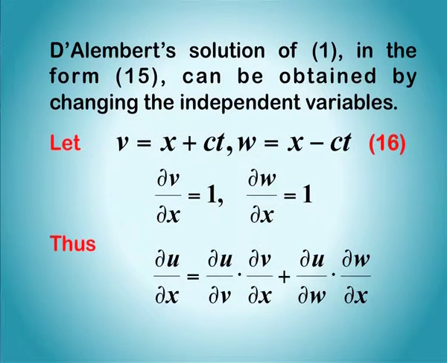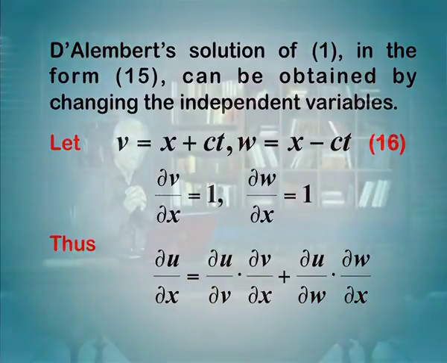The D'Alembert solution of 1, with which we started, in the form 15 just now read, can be obtained by changing the independent variables. Like any other simple transformation, or substitution in integral calculus, for example, we put x is equal to tan square theta, we say x is transformed into another variable theta, or we say e to the power x is equal to z, we say that x is transformed into z, almost the same thing.